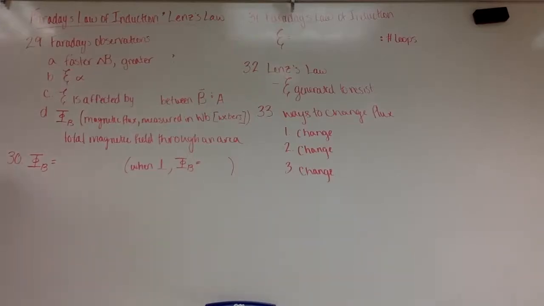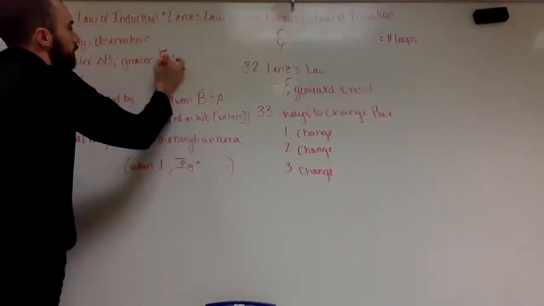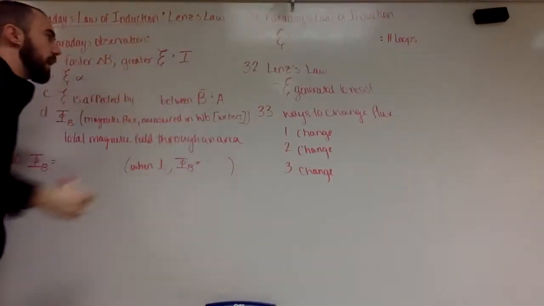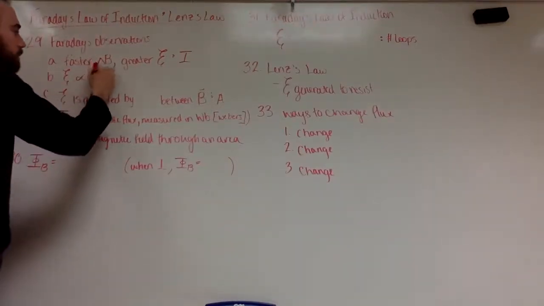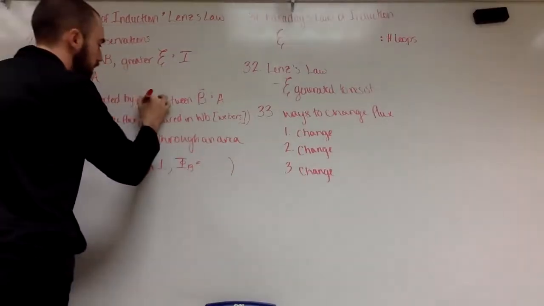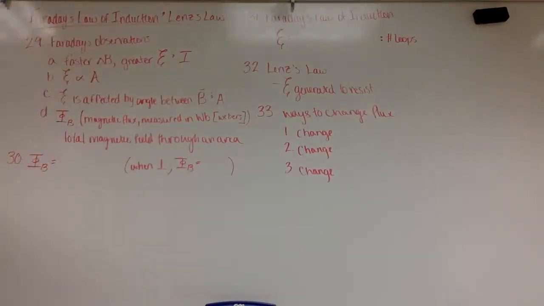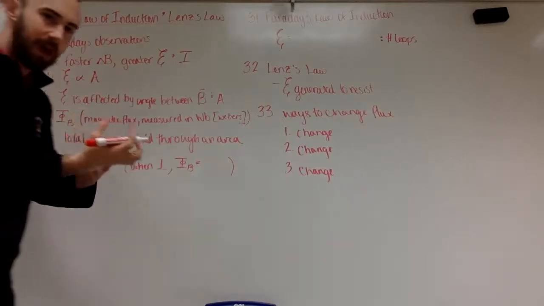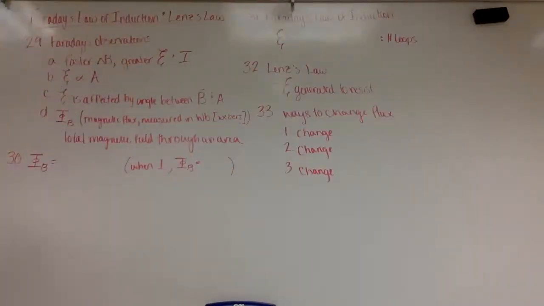So he saw that when you have a faster change in the magnetic field, you induce a greater electromotive force, and as a result, you get a higher current. He also saw the electromotive force that you get is proportional to the area of the loop that is generating the magnetic field. He saw that the electromotive force is affected by the angle between your magnetic field and the area, so whether or not the loop is lined up with it so that the magnetic field is going through it, or whether it's perpendicular to it.